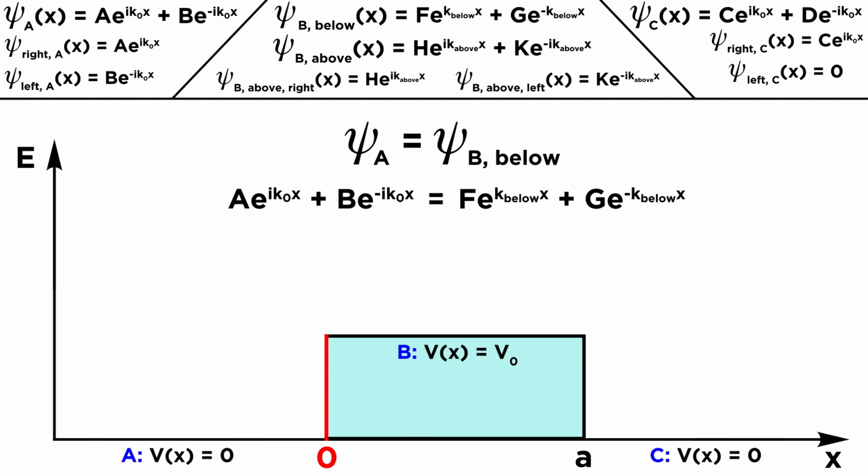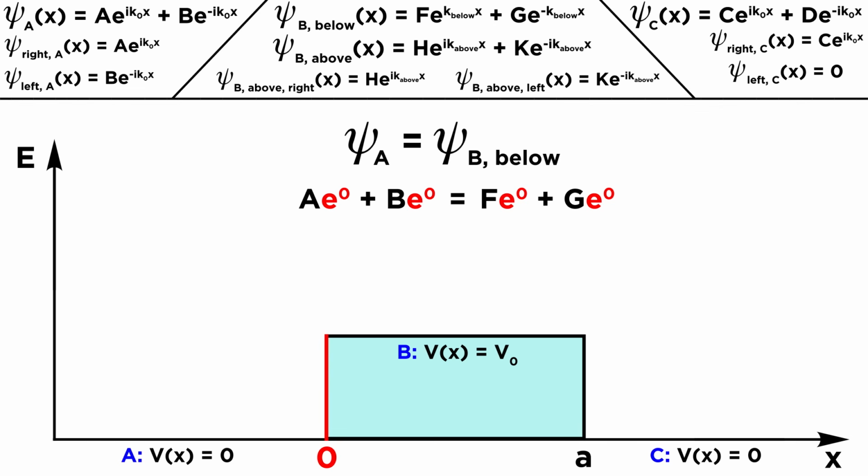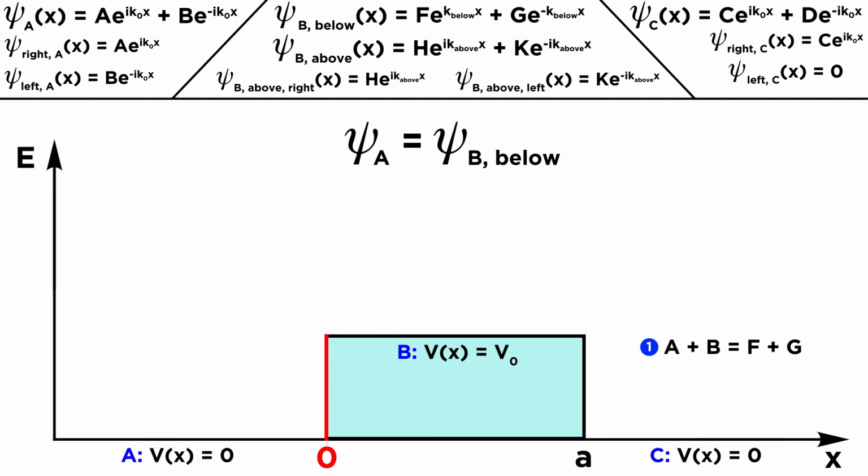Since we are examining x equals 0, let's plug in 0 everywhere we see x. That makes all of these terms e to the 0, and anything raised to the 0 power is 1, so that simplifies this significantly, leaving us with a plus b equals f plus g. Let's label this equation 1.